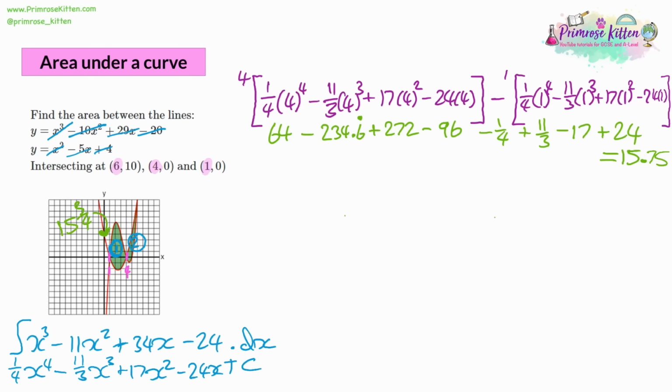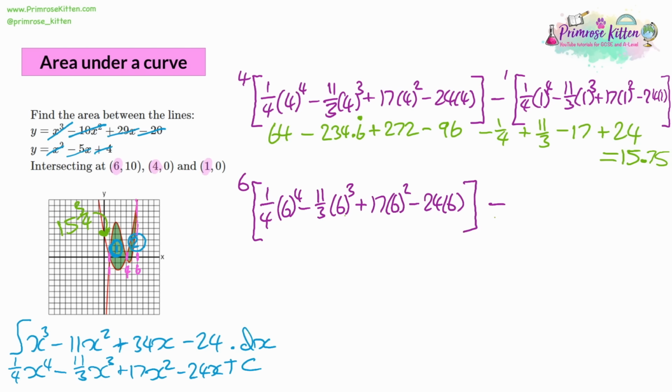And so we're going to do another substitution. The second area is in between 4 and 6. If you look up at the top, that's the end point. So the largest one is 6. We're going to substitute in a quarter of 6 to the power of 4, take away 11 thirds of 6 cubed, plus 17 times 6 squared, take away 24 times 6. Then we're going to take away the smallest one, which is the 4.